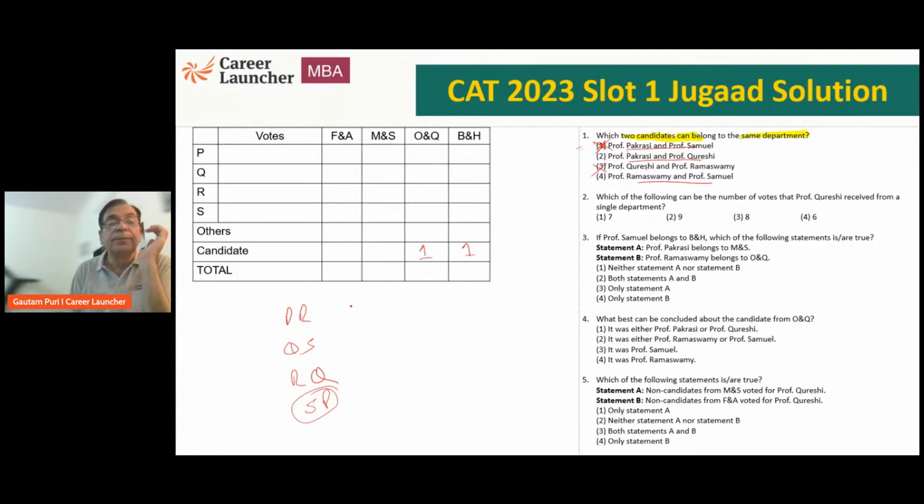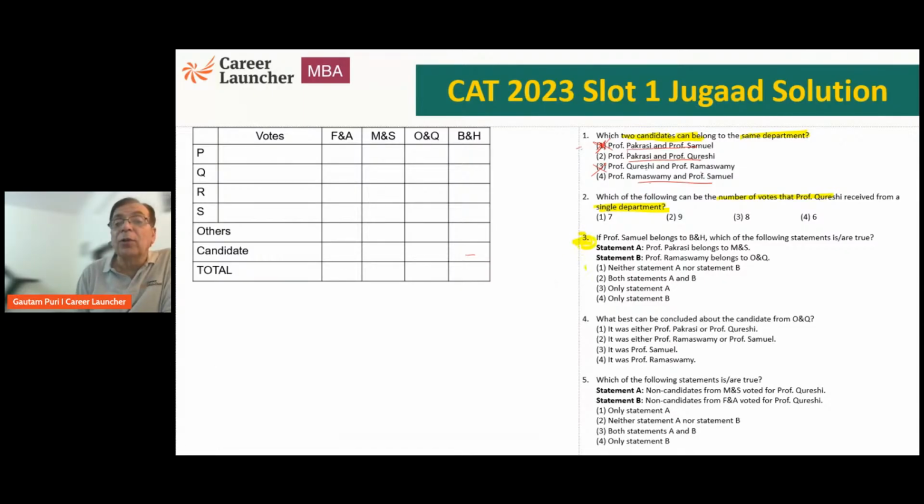Similarly, let's look at the next question. What is it giving us? Which of the following can be the number of votes Professor Qureshi received from a single department? Now it has got numbers. Choices are there. If this was a TITA, this would have been a useless question for me. But here there are choices. So I will use these choices to make cases and check. So rather than solving the set, I could eliminate the options and I could start making cases also. So now that we have understood this much, let's apply the remaining workaround solution.